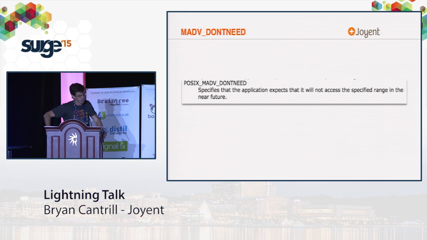And MADV_DONTNEED. Now, admittedly, this slide is Spartan for a reason. This is all POSIX says about MADV_DONTNEED, which admittedly is a little on the terse side. Specifies that the application expects that it will not access the specified range in the near future. Okay, that's a little light, but fine. MADV_DONTNEED, I don't need it. I don't actually need it.